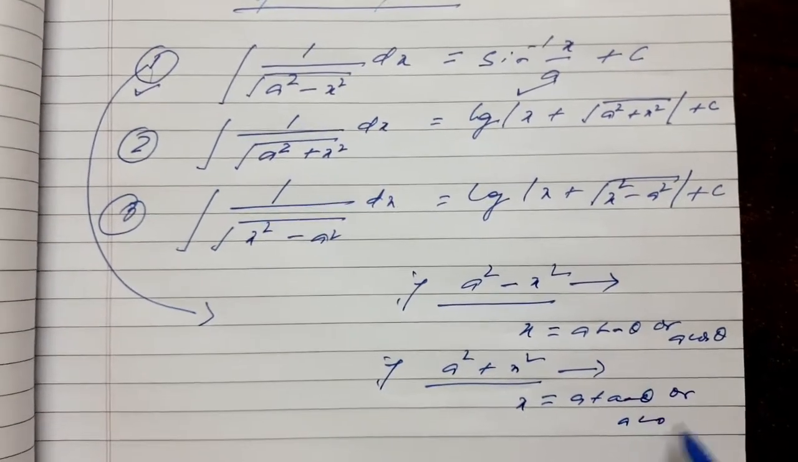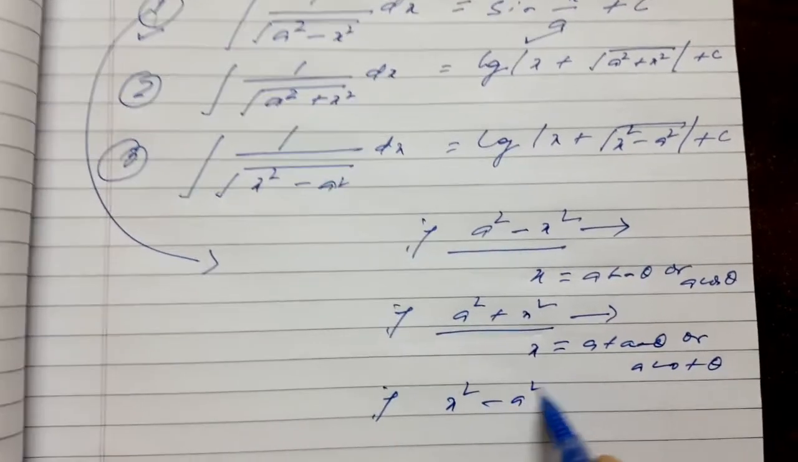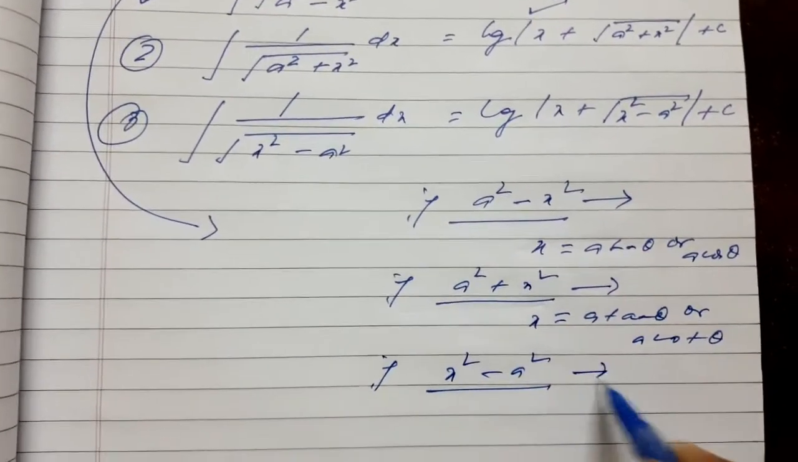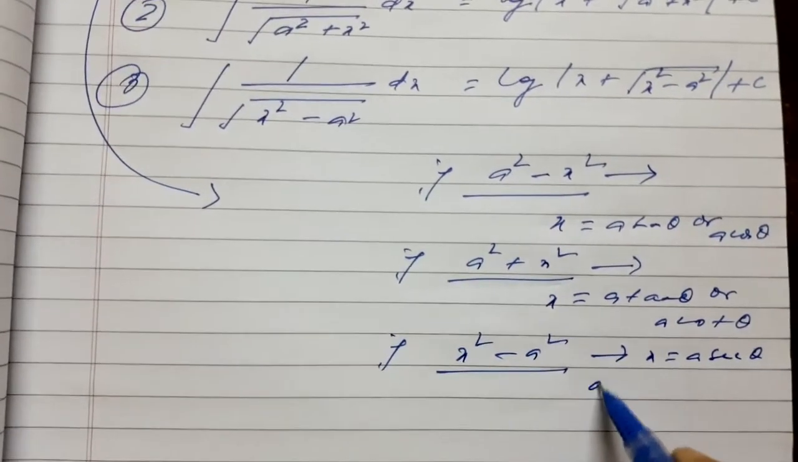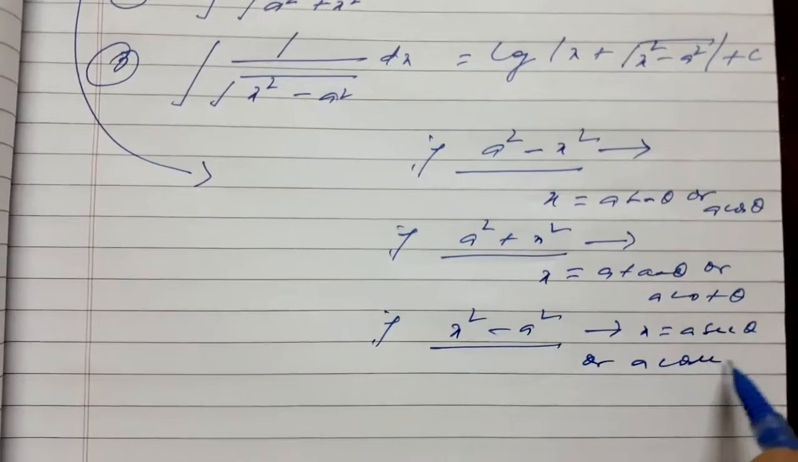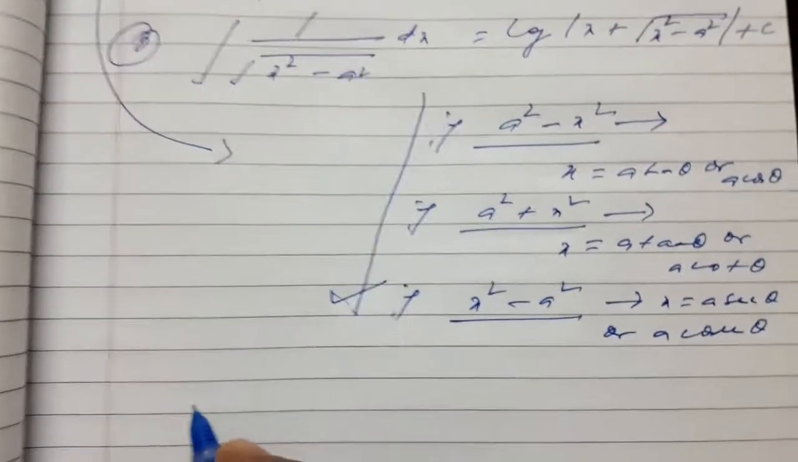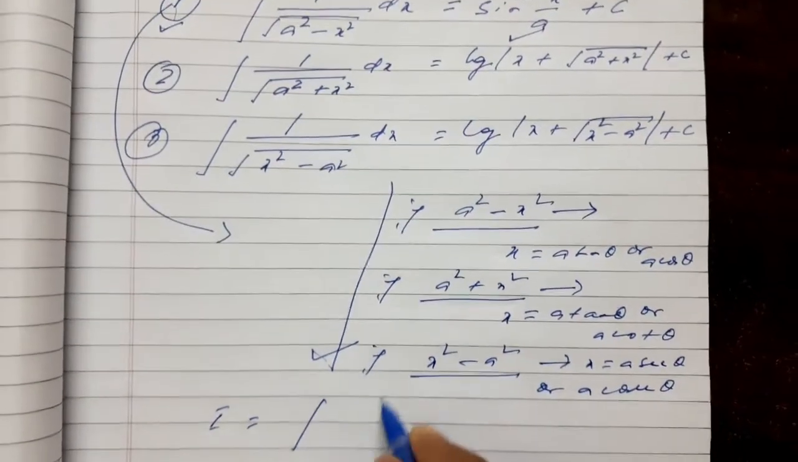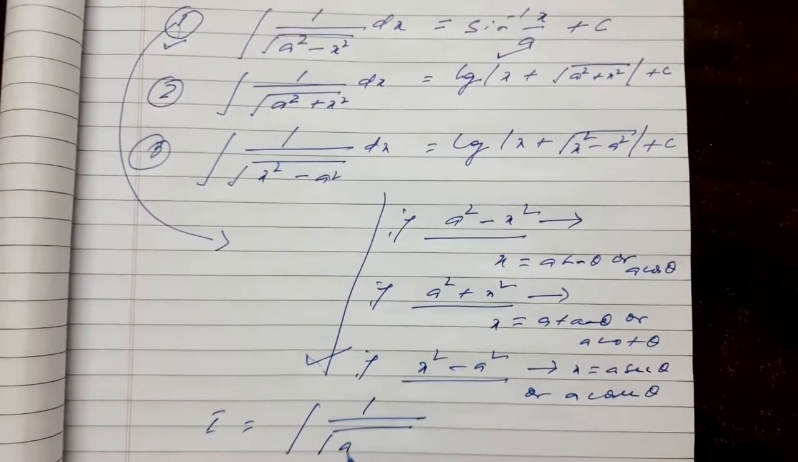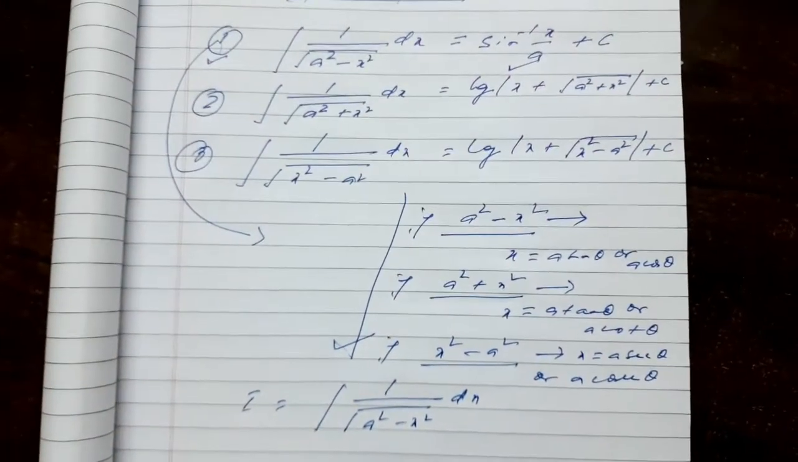or a cot theta. And if x square minus a square is there, what do you have to go for? x should be a sec theta or a cosec theta. So these are the rules which you have to follow and remember every time so that you can make the mathematics easy. Here, for the first result, 1 upon root under a square minus x square, the rule is that you have to put x equal to a sin theta.